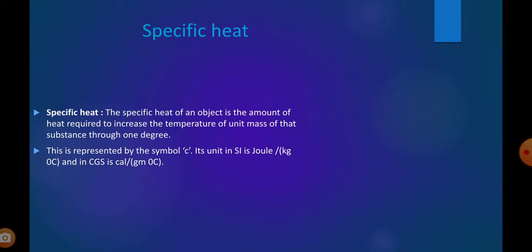Specific heat. The specific heat of an object is the amount of heat required to increase the temperature of unit mass of that substance through 1 degree. This is represented by the symbol C. Its unit in SI is joule per kg degree Celsius and in CGS is calorie per gram degree Celsius. That's about specific heat.